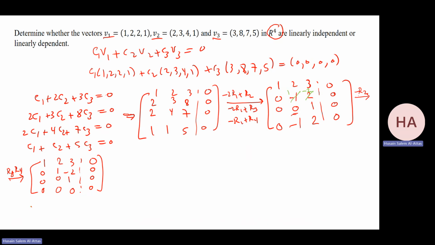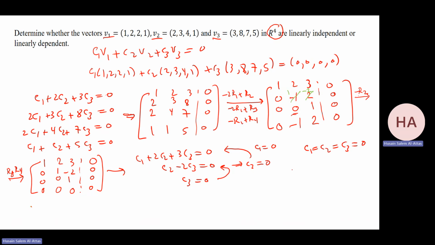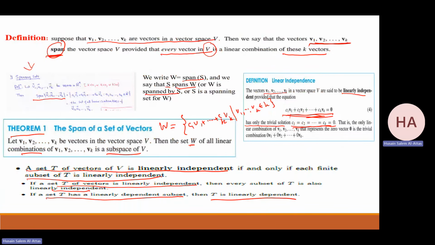Okay. So now if you look, the equations become what? C1 plus 2C2 plus 3C3 equal to 0. I have C2 minus 2C3 equal to 0. C3 equal to 0. If C3 equals 0, put it here, C2 will be 0. Put those two here, I have C1 equals 0. It means this is the only solution: C1 equals C2 equals C3 equals 0. That means what? V1, V2, V3 are linearly independent. This is the definition, where all the C's are zeros.